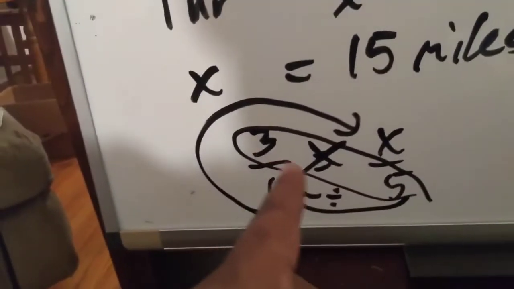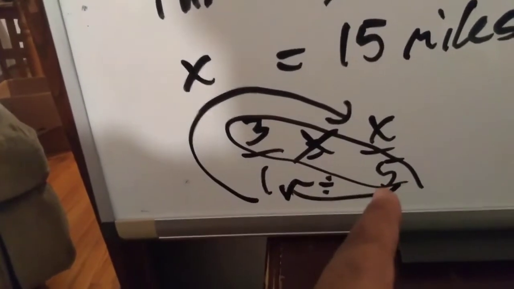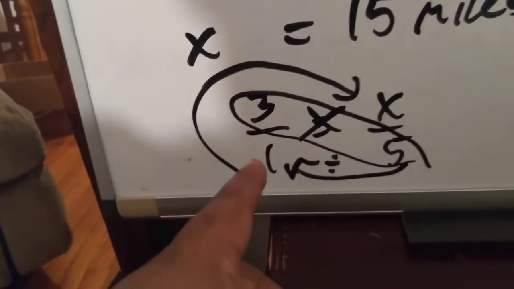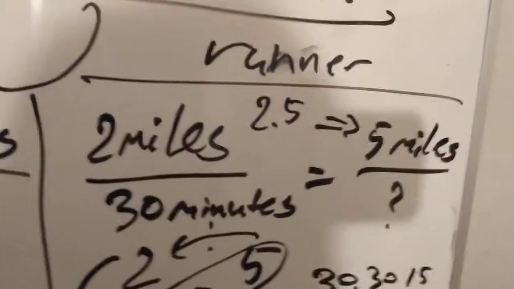That's how you do this, and that's what I have drawn down here. I did 3 times 5 because I only need the numbers at this point, divided by the number that's left, which is 1. And it gives me what x is. So that's the route I'm going to go for the runner as well.